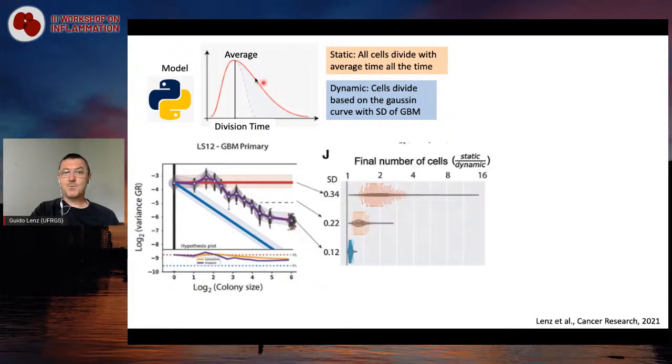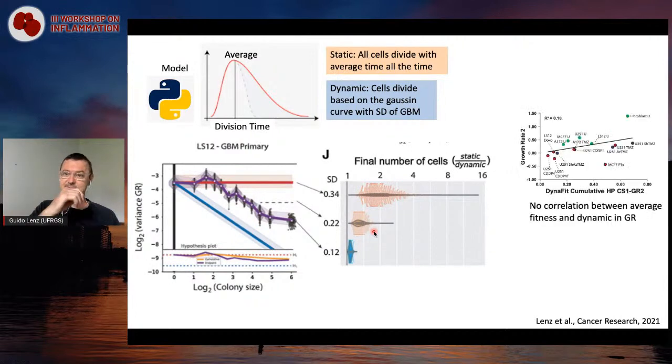And then we asked, what did the model show us in terms of the number of cells produced? And surprisingly, if the model uses the average division time all the time, we have more cells than if the model distributes the division time over this distribution based on the variability we observed, meaning that dynamic in fitness is not a fitness advantage per se, but it's producing a dynamic state, which I will discuss a bit later.